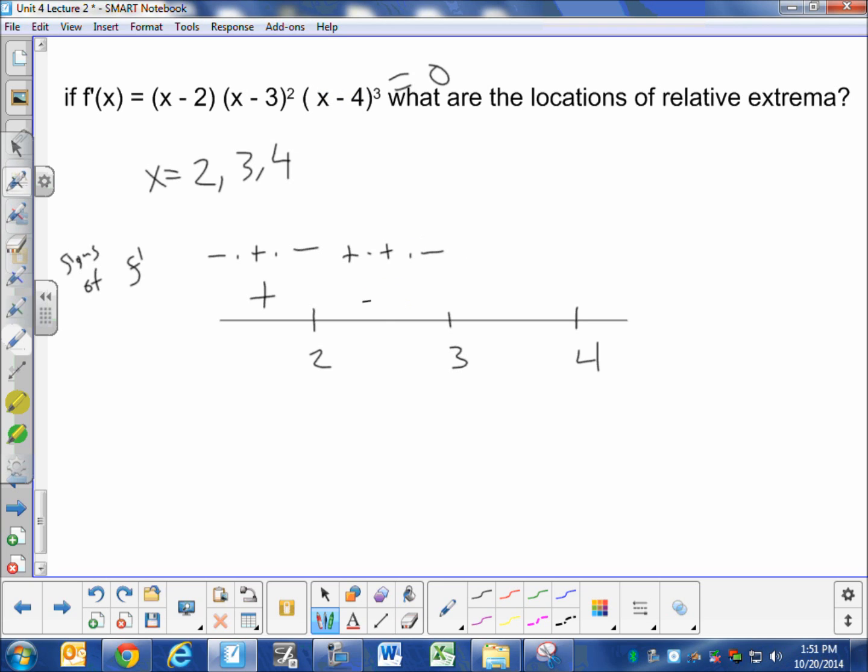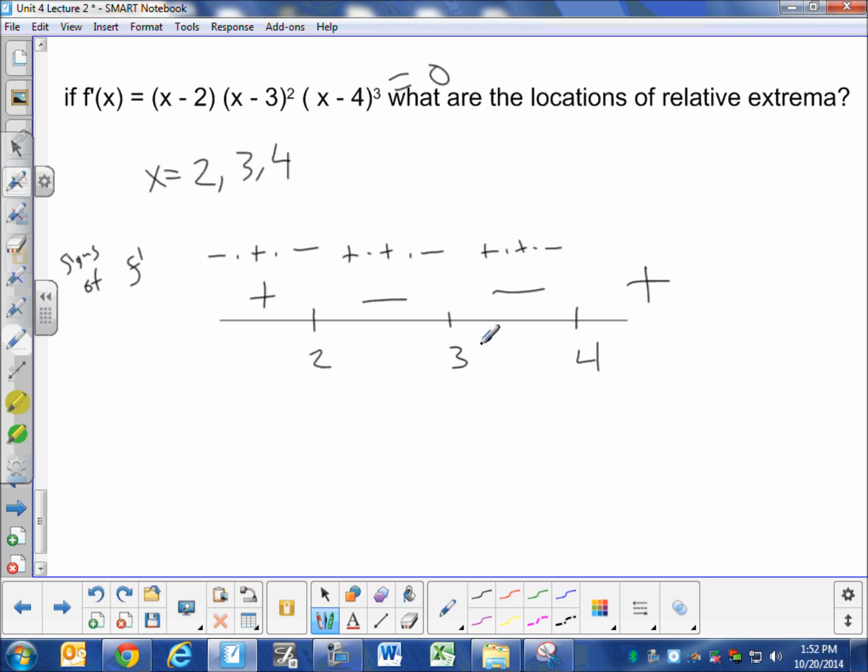This is a negative. Let's look at between 3 and 4. So I plug in 3.5. We get a positive, a positive, and here we'd get a negative 0.5 cubed, which would remain negative, so that would be a negative. Finally, greater than 4, positive, positive, positive, boom.